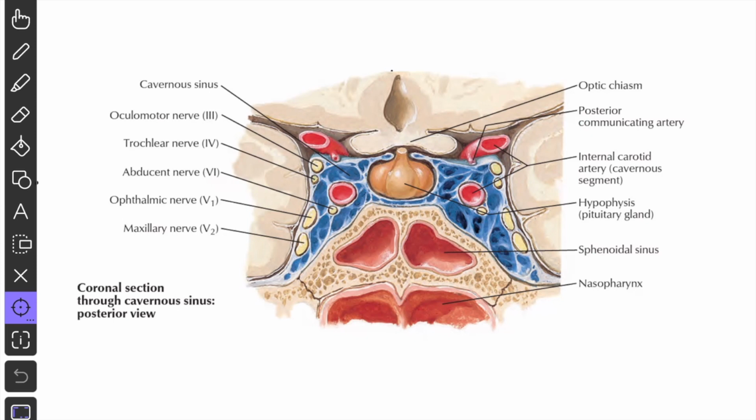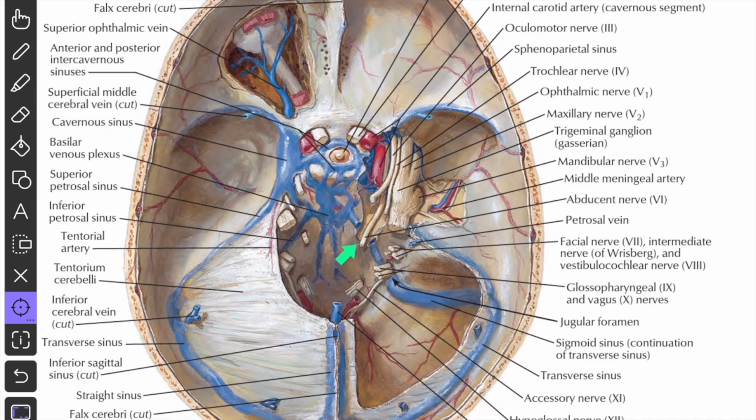The next structure that passes through the sinus is the abducent nerve. So here you can see the abducent nerve, the sixth cranial nerve, which lies inferolateral to the internal carotid artery. In this picture you can see the abducent nerve. The sixth cranial nerve enters below the petrosphenoid ligament and accompanies the internal carotid artery inferolaterally. The nerve leaves through the superior orbital fissure within the common tendinous ring.